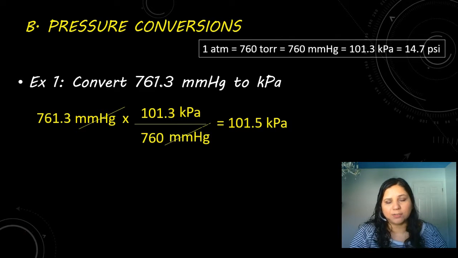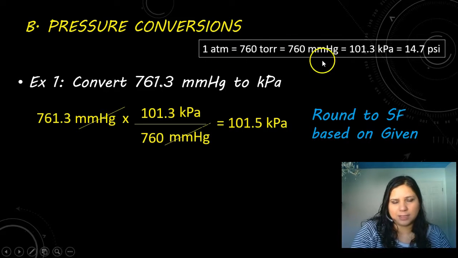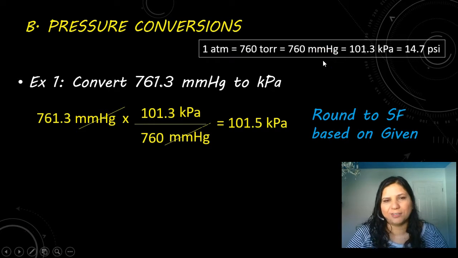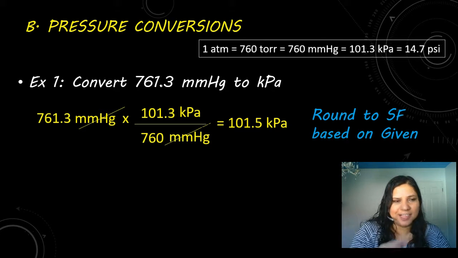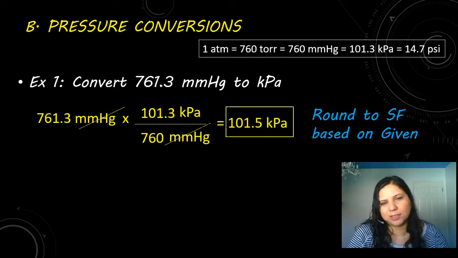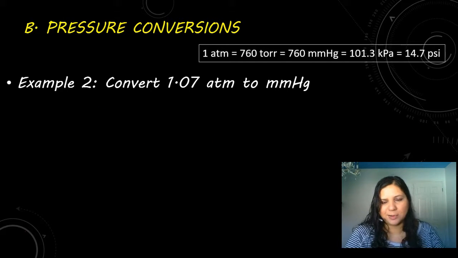Now, in terms of significant figures, what I'd like you to do is round to the number of significant figures based on the given. So I want you to go ahead and assume that all of these are a definition and have unlimited significant figures. Not 100% true as they are measured, but for our sake, we're just going to round to the same number as the given. So if I do that, 4 sig figs is my answer, so I'm going to box that as my final answer. Okay, hopefully easy. Next, we'll do another one, just in case that wasn't easy.